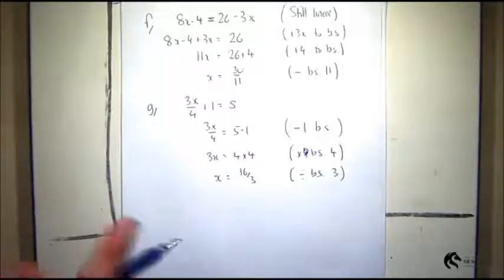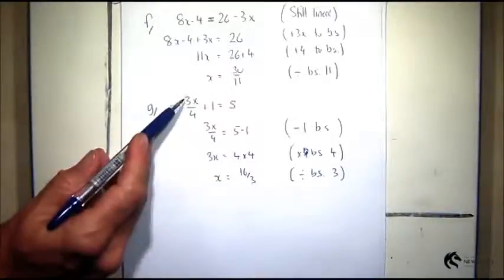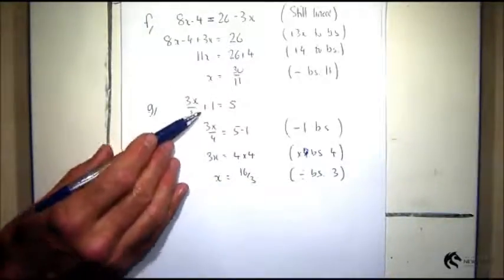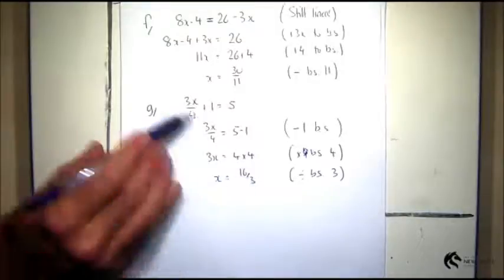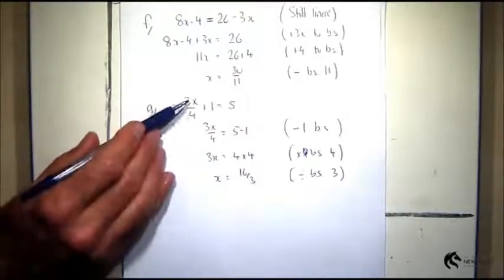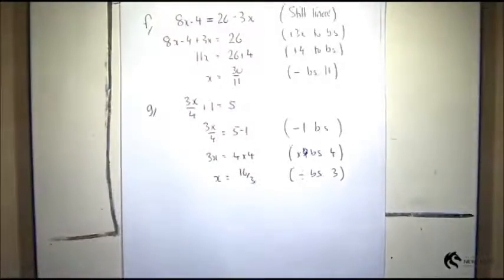And again, I could substitute 16 on 3 in there. In fact, I can do that one. If I put 16 on 3, 3/4 times 16 on 3, the 3 cancel, the 4 go into that. That will leave me with 4. 4 plus 1 is 5. So in that case, I could actually check it.